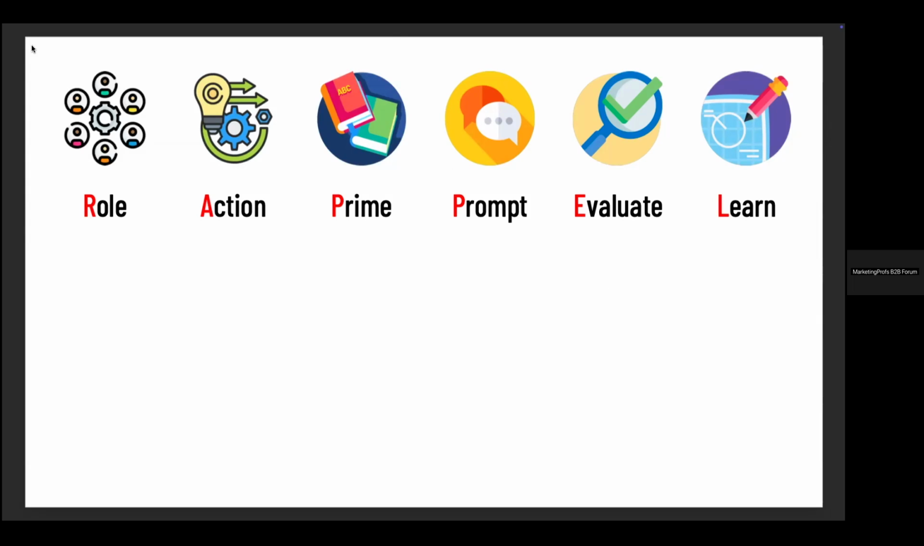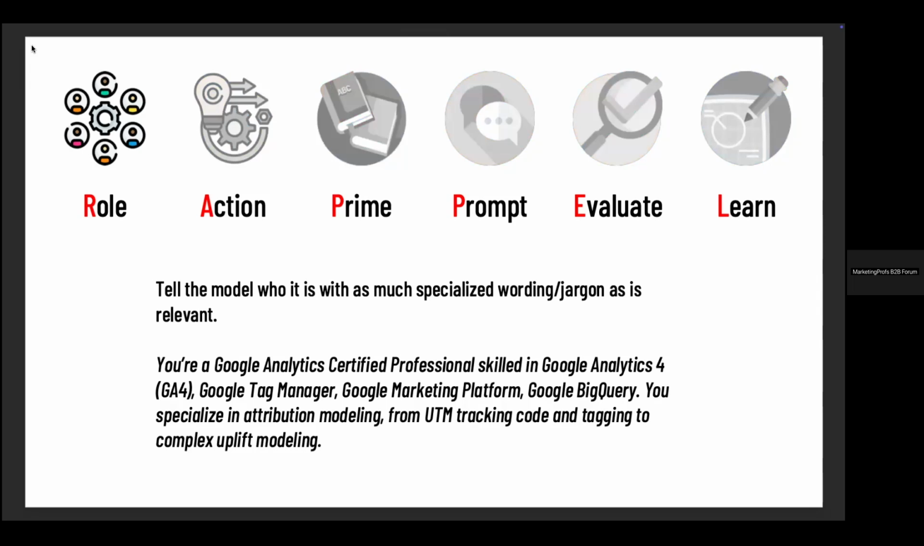Number 1, the role. Tell the model who it is with jargon, with specification. You are a Google Analytics certified professional skilled in GA4, Google Tag Manager, Google Marketing Platform, Google BigQuery. You specialize in attribution modeling from UTM tracking codes and tagging to complex uplift modeling. So the role is filled with jargon. It sets specific terms that automatically start helping the model go, oh, this is the domain of knowledge I'm working with.